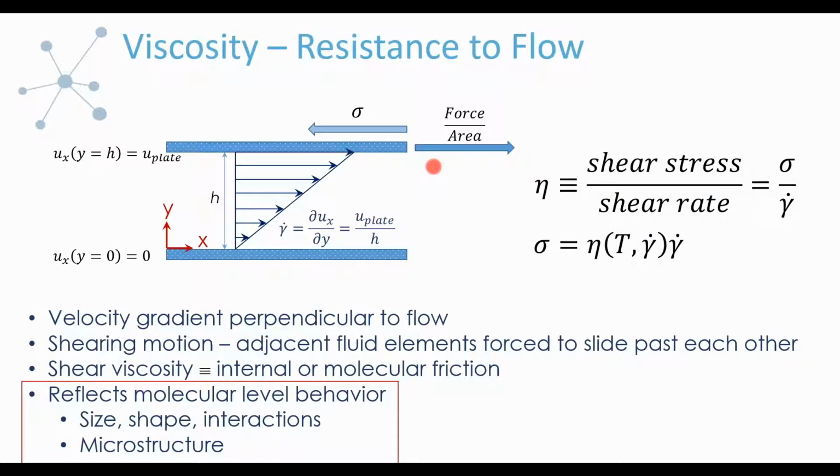Okay, so just quickly then reviewing viscosity, we know what it is. Viscosity is a defined property that's intended to characterize the resistance to flow, and it is defined as the shear stress divided by shear rate. So what do these things mean?